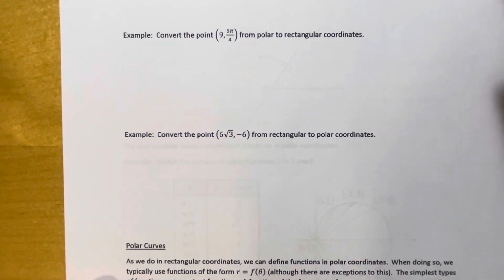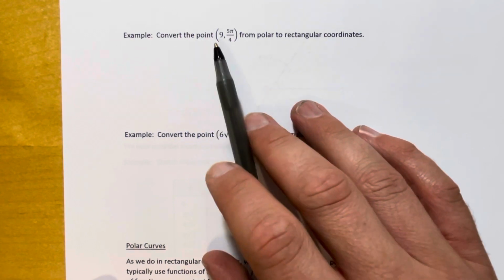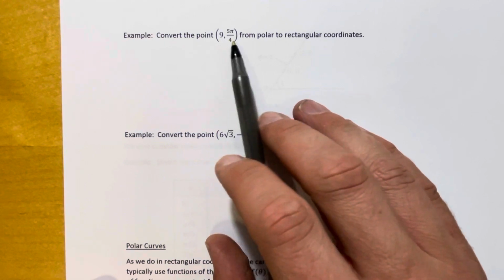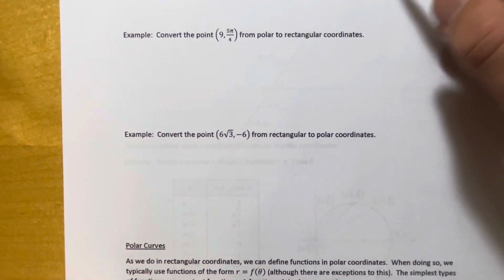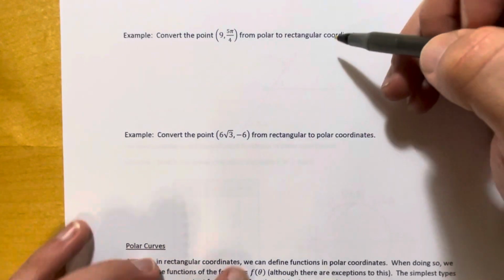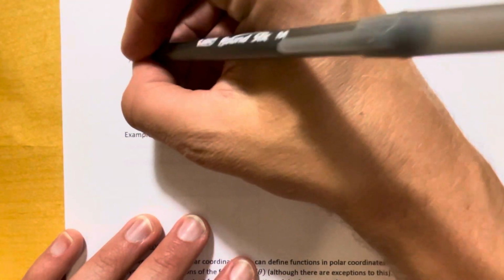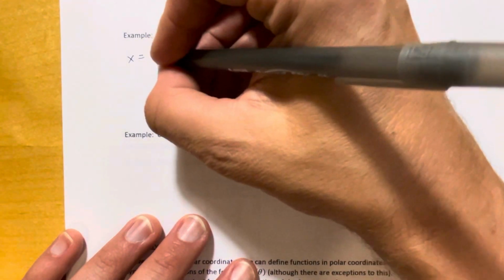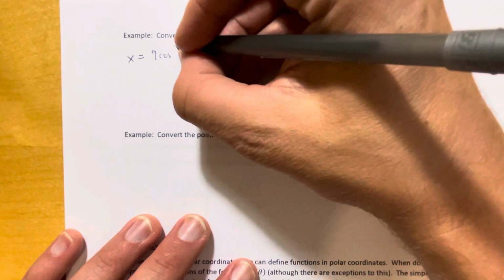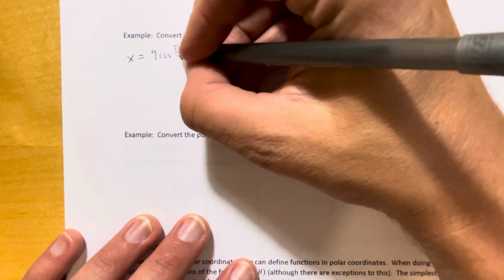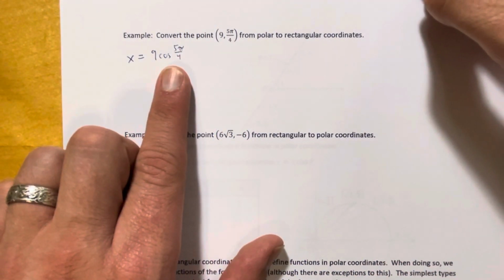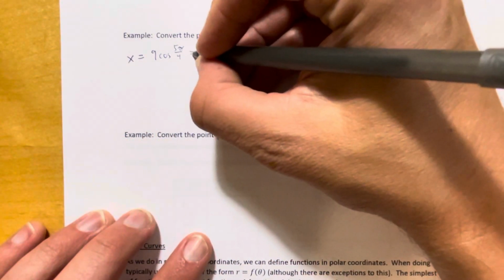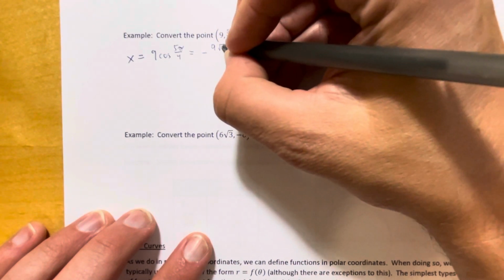So let's use them now to do some conversions. I want to convert the point 9, 5 pi over 4 from polar to rectangular coordinates. So this is polar coordinates here. In this case, I have r equals 9, theta equals 5 pi over 4. So my conversion formula says that I take x and set it equal to r cosine of theta. That's 9 times cosine of 5 pi over 4. Now, cosine of 5 pi over 4 is negative root 2 over 2. So this would be equal to negative 9 root 2 over 2.